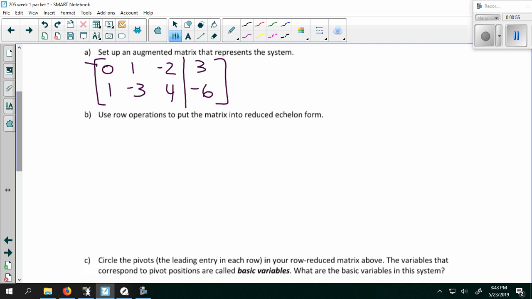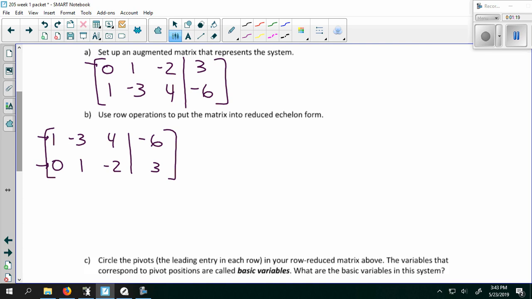So one of the easiest row operations is to just swap 2 rows. So that's going to be my first move here. I'm just going to swap row 1 and row 2. So I have 1, -3, 4, -6, and 0, 1, -2, 3. So now I have a 1 as my leading entry in the first row, and I have 0 below it.